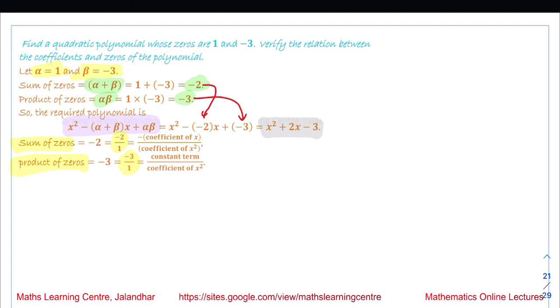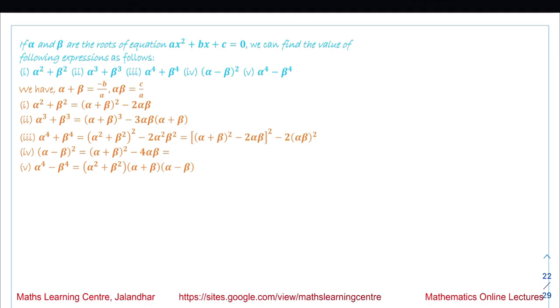Next are some general formulas that we have. We are saying if alpha and beta are the roots of the equation ax² + bx + c = 0, then we can find the value of the following expressions as follows. So this is a quadratic polynomial that is given to us, and we are saying alpha and beta are the roots.